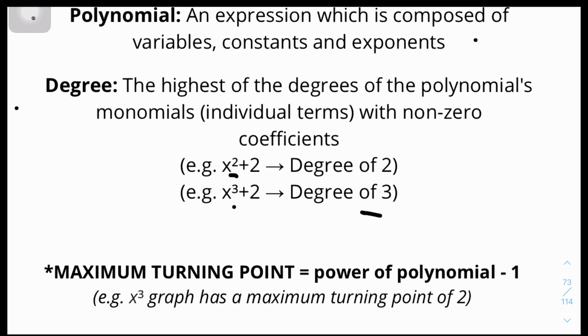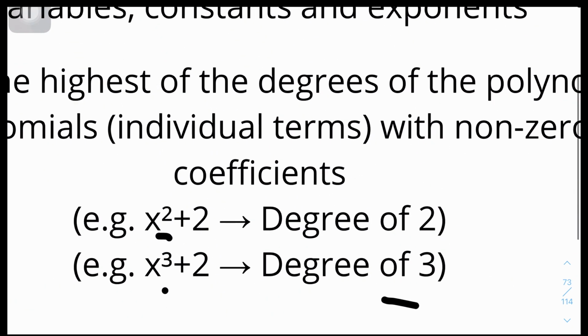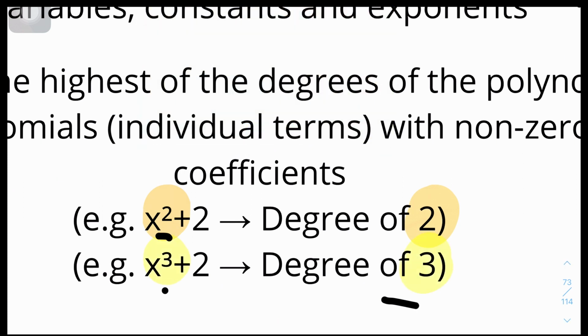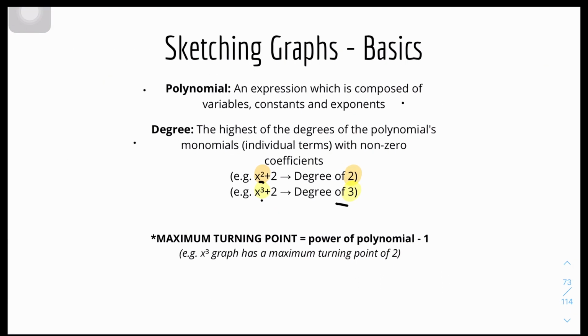So you can see here, let's just zoom in, x squared, and this, and x cubed, of this. So now we have the maximum turning point. The number of maximum turning points in a graph is the power of the polynomial, or the degree, minus 1. For example, an x cubed graph has a maximum of 2 turning points, because the degree is 3, minus 1 is 2, right here.